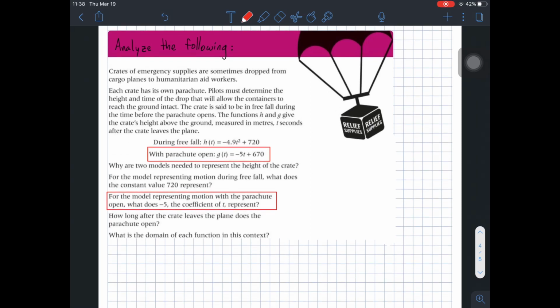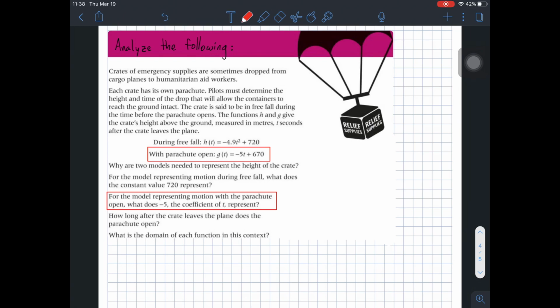If you remember from the first class, electronic assignment number 10, I told you to analyze this particular situation. And now that you have a better understanding of linear models, I think we may start answering some of the questions we have here. So remember the problem. It says crates of emergency supplies are sometimes dropped from cargo planes to humanitarian aid workers. Each crate has its own parachute. Pilots must determine the height and the time of the drop that will allow the containers to reach the ground intact. The crate is said to be in free fall during the time before the parachute opens.